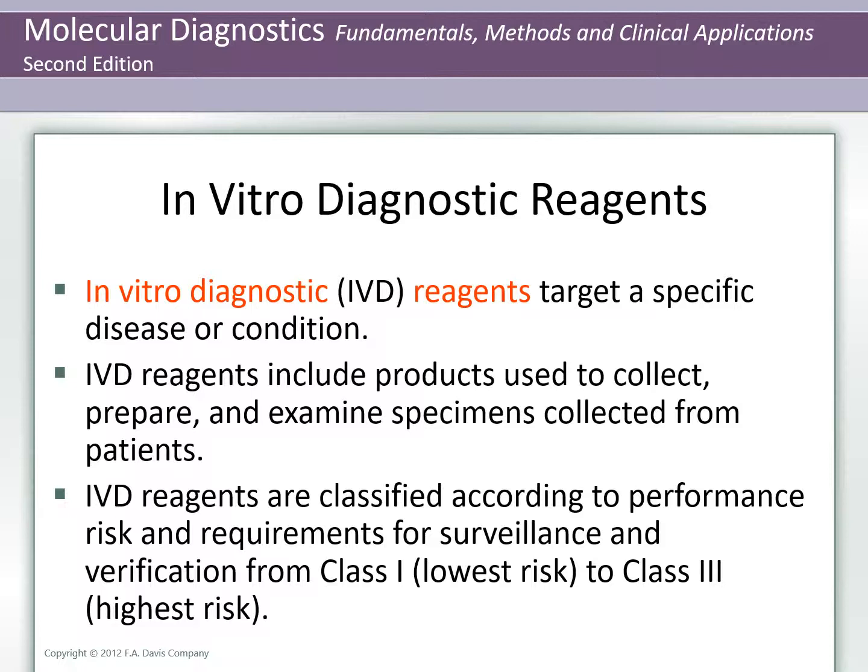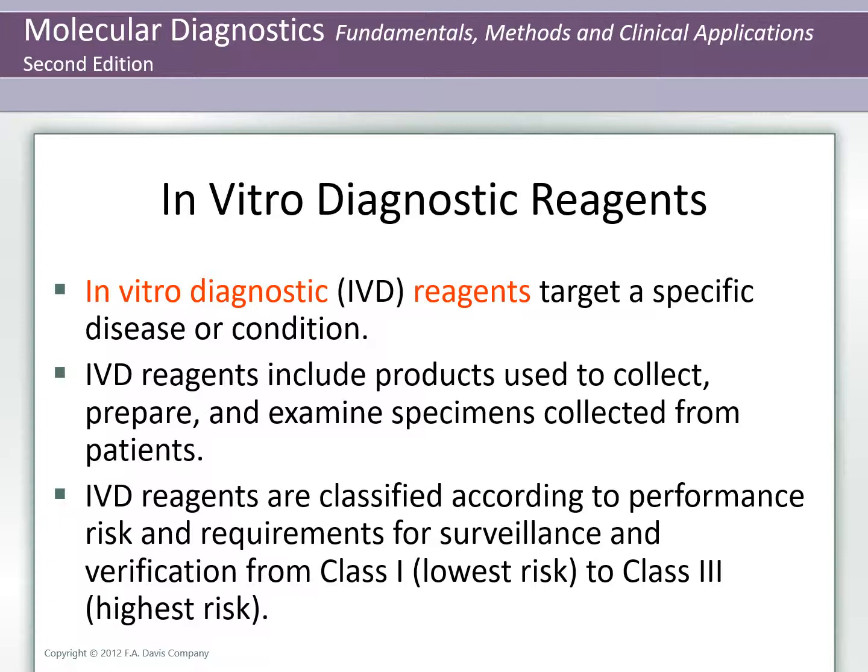In the diagnostic laboratory, in vitro diagnostic, also known as IVD, reagent sets are intended for use in the diagnosis of specific disease or condition. IVD reagent sets include products used to collect, prepare, and examine specimens collected from patients. They should be used strictly according to the manufacturer's protocol. IVD reagents are classified according to performance risk and requirements for surveillance and verification, from Class 1 being with the lowest risk to Class 3, the highest risk.